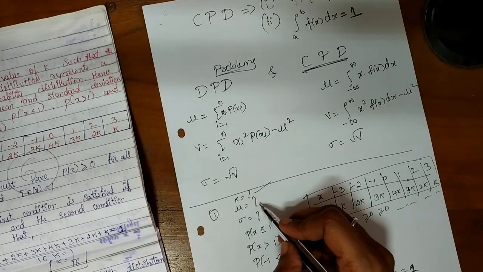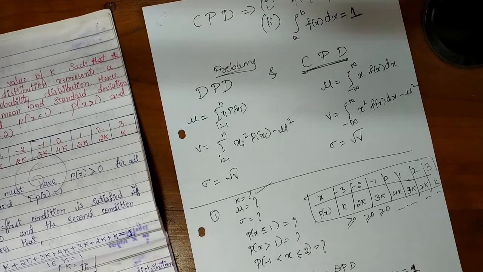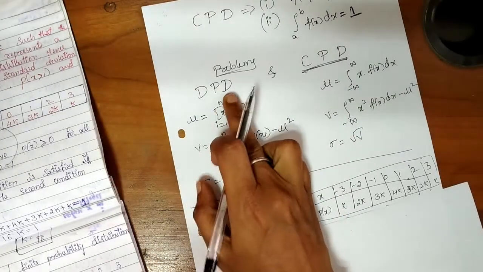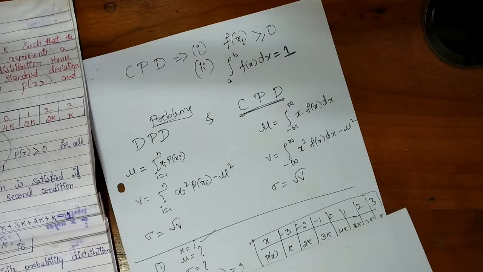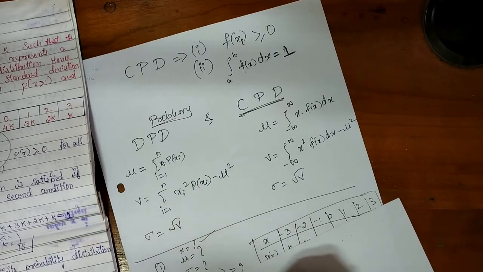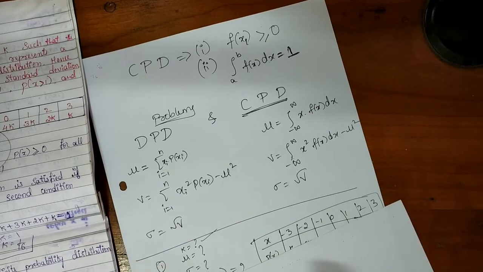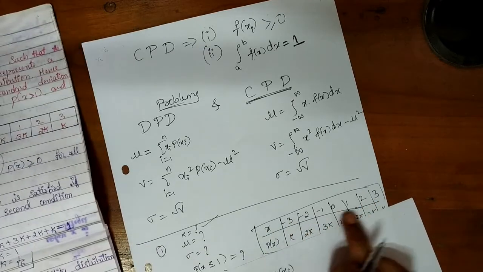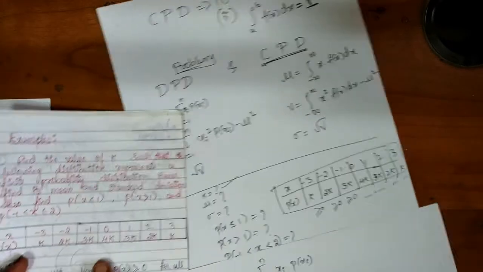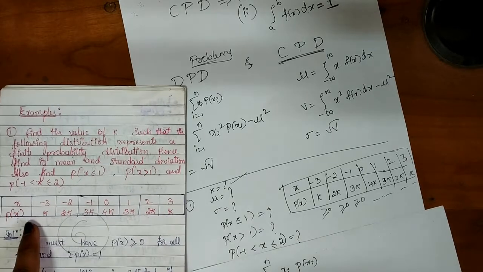Now we have to find mu. What is mu in a discrete probability distribution? For the discrete probability distribution, mu is given by the summation, i runs from 1 to n, of xi into P of xi, isn't it? These are the xi values, and these are the P of xi values. If you are not comfortable here, you can see here: xi values and P of xi values.